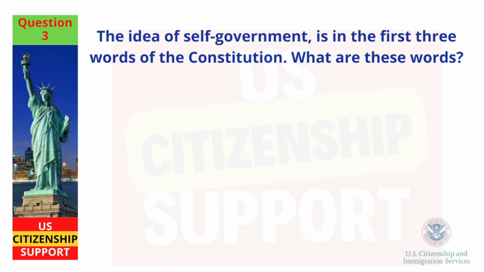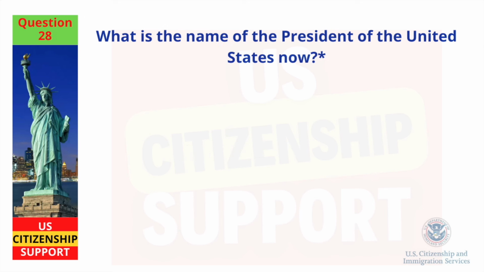The idea of self-government is in the first three words of the Constitution. What are these words? We the people. What is the name of the President of the United States now? Joe Biden.